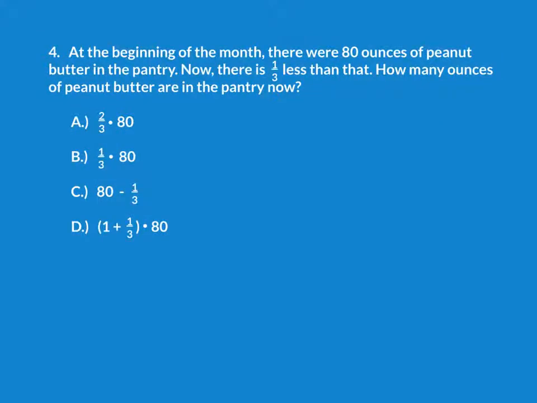Next problem. The beginning of the month, there were 80 ounces of peanut butter in the pantry. Now, there's 1/3 less than that. How many ounces of peanut butter are in the pantry now? Okay, so this time we are going back to dealing with fractions instead of percents. So we know when we have the fraction, and it says 1/3 less, then I'm going to be taking my 1 whole, because that's the whole entire thing, and I'm going to be subtracting, because it's 1/3 less, 1/3 from that, and that's going to equal 2/3, because it's 2/3 that's left.